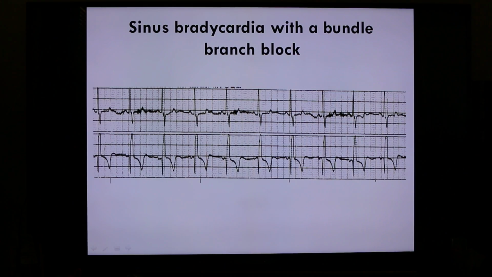This is sinus bradycardia with a bundle branch block. This is lead 2 and V1. The P wave is upright in lead 2, followed by a wide QRS with a QR pattern in V1. The PR interval is about 0.20 seconds. There is a 1:1 atrial to ventricular ratio at a rate of 56 beats per minute.